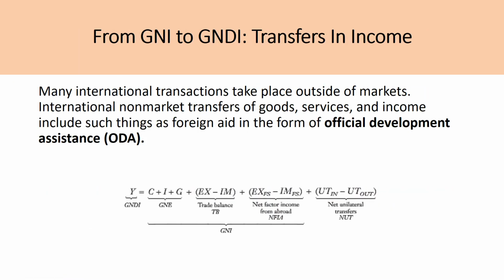So many international transactions take place outside of markets. International non-market transactions of goods and services and income include such things as foreign aid in the form of official development assistance, so ODA. So now the algebraic version of GNDI, gross national disposable income, we have to account for net unilateral transfers. So this would be GDP. Just would be GNI, right? As you can see, GNE plus TB plus NFA and FIA is GNI, plus NUT, net unilateral transfers, equals GNDI, gross national disposable income.